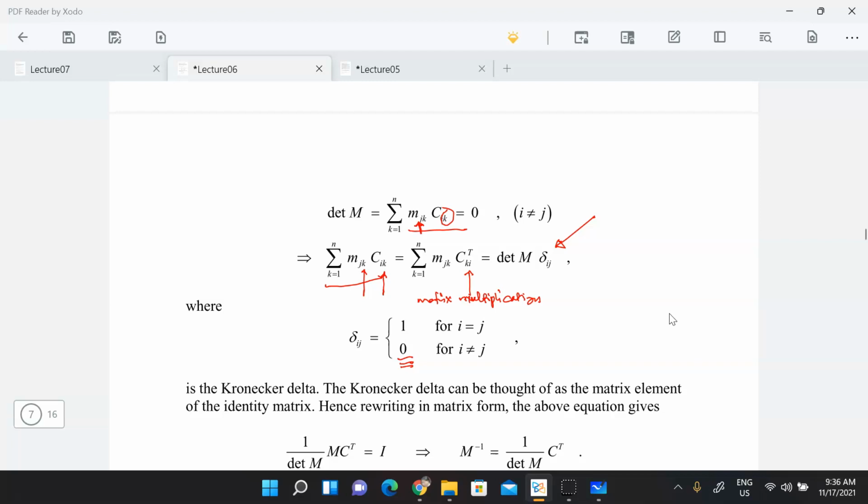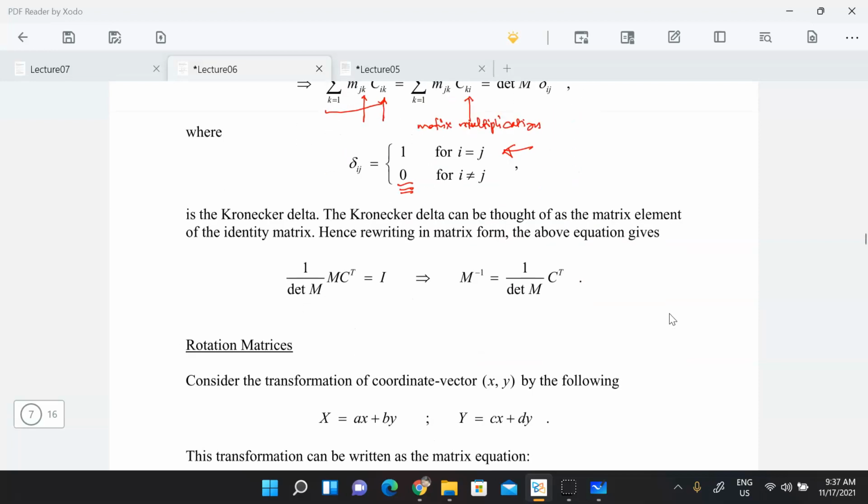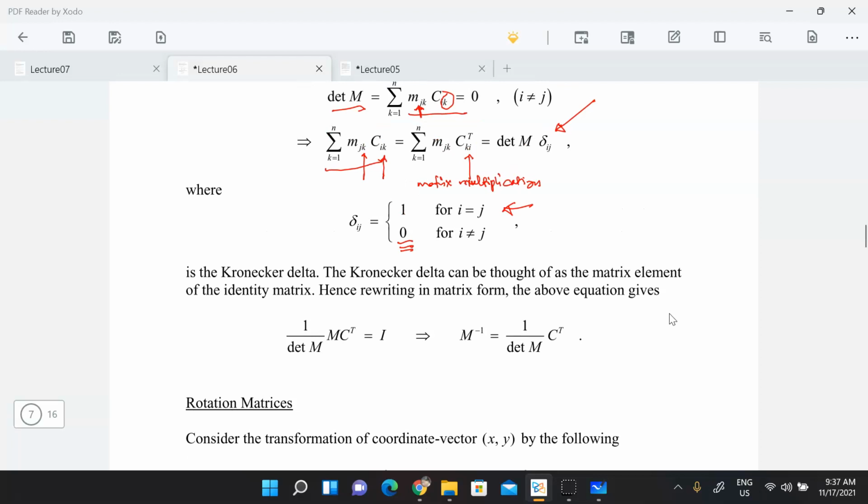When i and j are the same, that means I'm looking at row i and comparing with row i itself, that will just give you determinant M. So I will have this to be equal to 1. So that tells you I have that equation now. And this delta ij over here can be thought of as the matrix elements of the identity matrix.